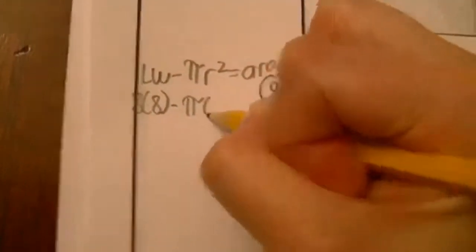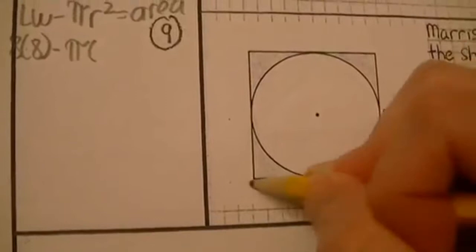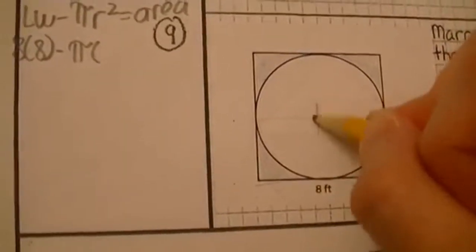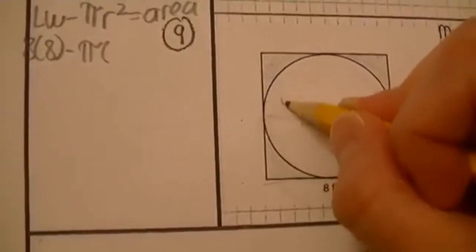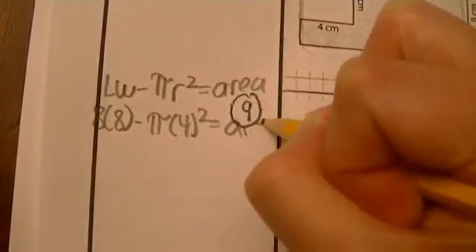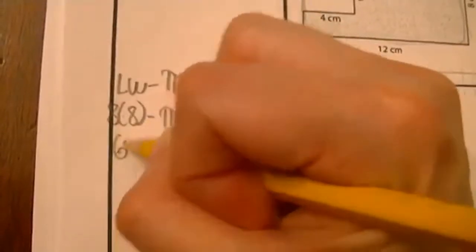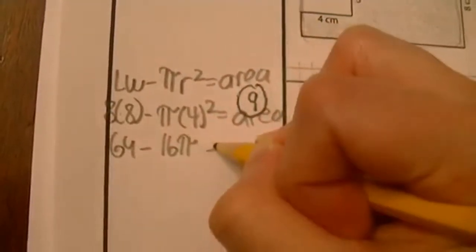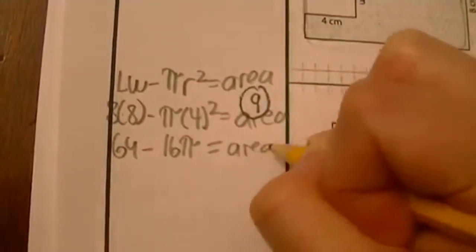So length times width, 8 times 8, minus pi. The radius is going to be half of 8. The 8 is the diameter, so half of 8 is 4. From there to there is 4 feet. 4 squared would give me the area in feet squared. So 64 minus 4 squared is 16. This is 16 pi, minus that equals the area.